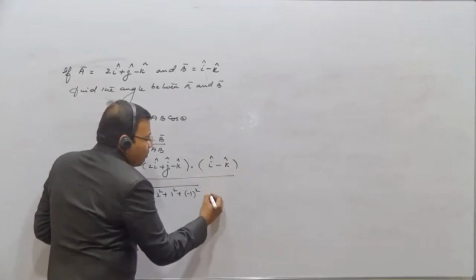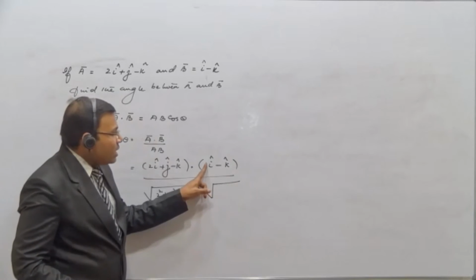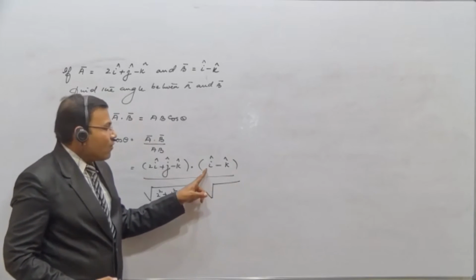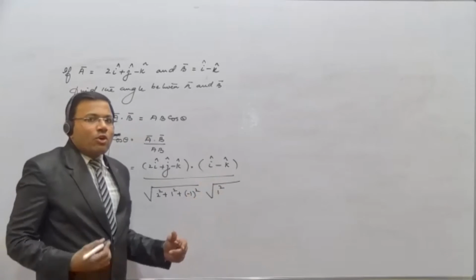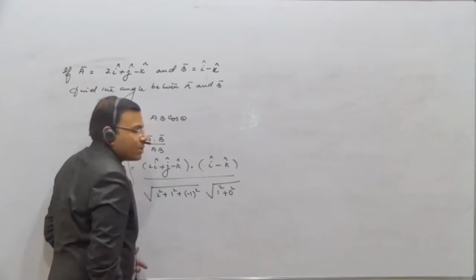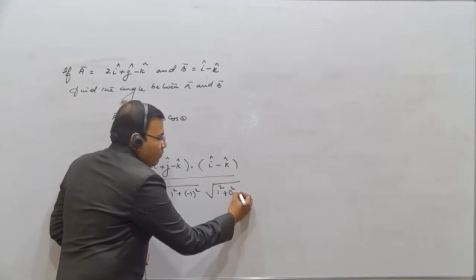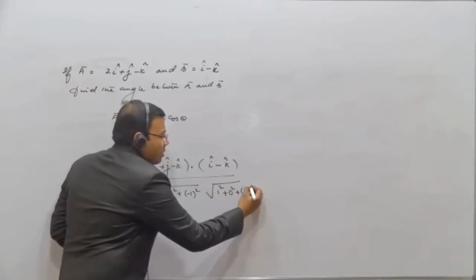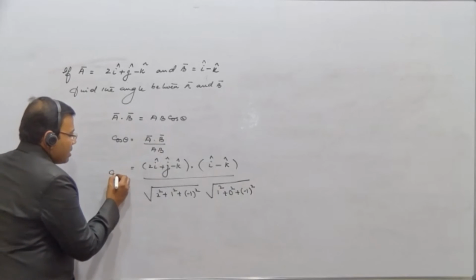Next, I'm calculating the magnitude of B. What is the coefficient of I here? It is 1, that is 1 square. What is the coefficient of j? Nothing, so I'll write 0 square. What is the coefficient of k? It is -1, so plus, and this is -1 whole square. Now just multiplication and we can get the answer.